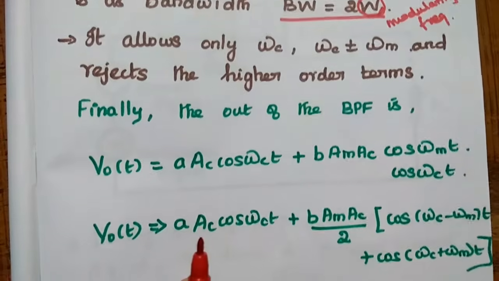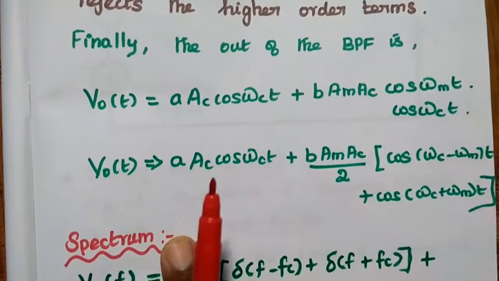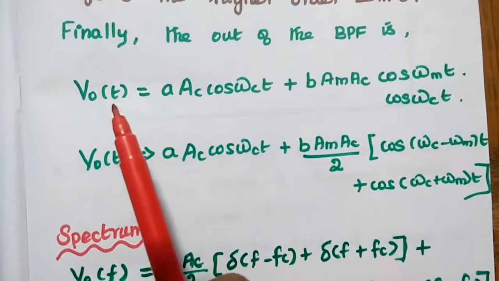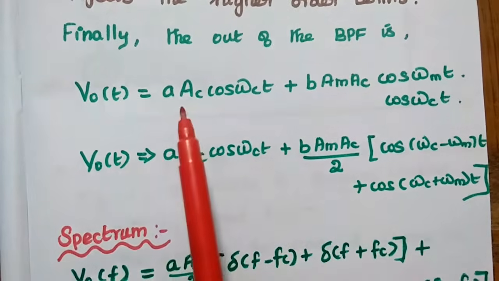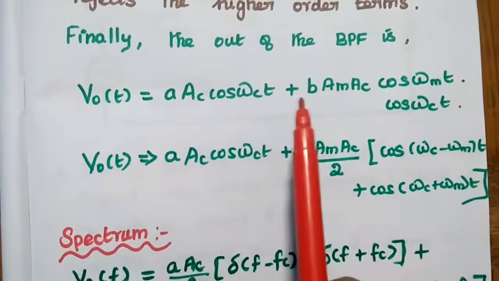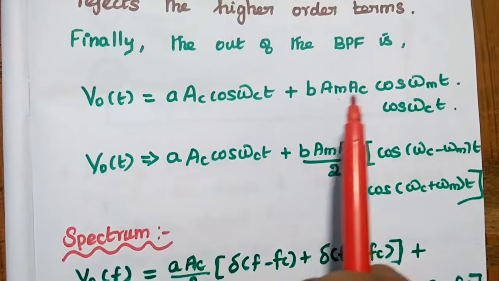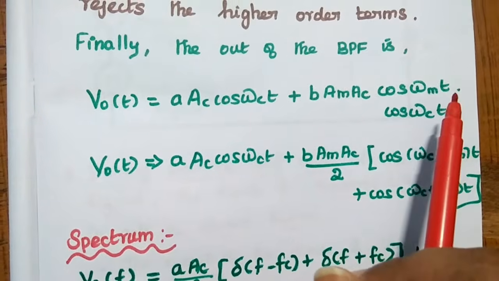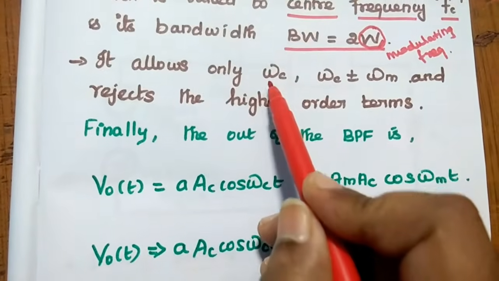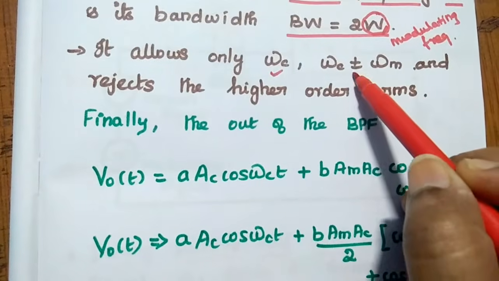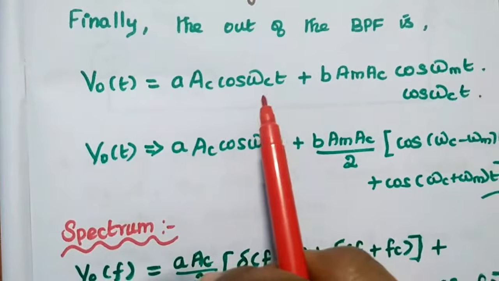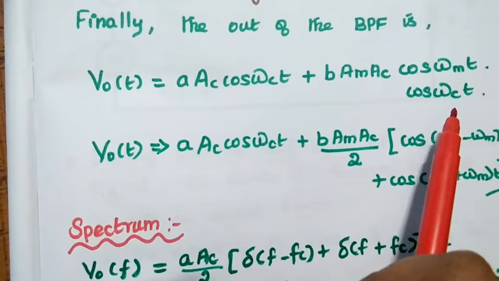Finally, the output of the band pass filter is given like this. This is V0(t), the output of the band pass filter, equal to A·Ac cos ωct plus B·Am Ac cos ωmt cos ωct, because it allows only ωc plus or minus ωm. That's why it has ωc and ωm times ωc.